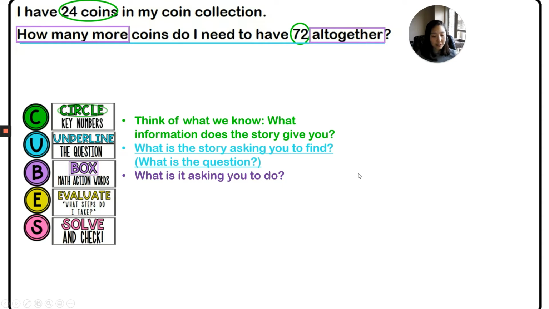So just think about this right now. If you have a collection of coins, I actually have a jar full of coins in here. If I have 24 coins, it doesn't matter which coins you have right now. I just want to get to 72. So if I already have 24 in here, and I want 72, what do I have to do to these coins? Do I need to take out coins, or do I need to put in coins? Do I need to take them out and put them into little piles? What do I need to do? That's what you're thinking about right now.